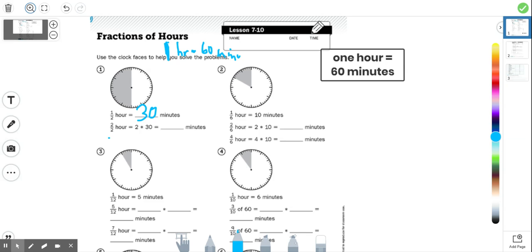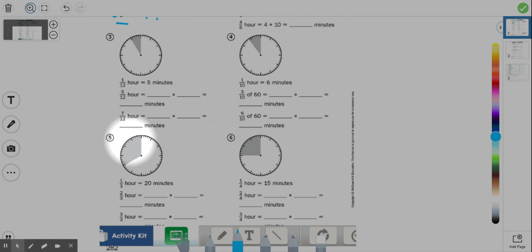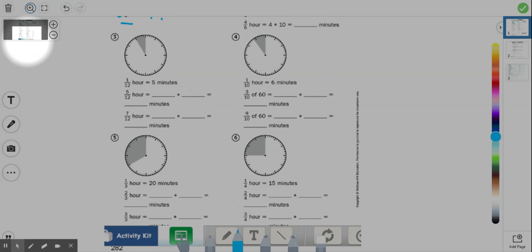So 2 halves of an hour equals 2 half hours. 2 times 30 minutes, which equals 60 minutes, which makes sense because there's half right there, 30 minutes, and there's another half. All right, let's do another one, and let's jump down to the bottom. Usually they have the hardest ones on the bottom. So let's see what we've got down here.